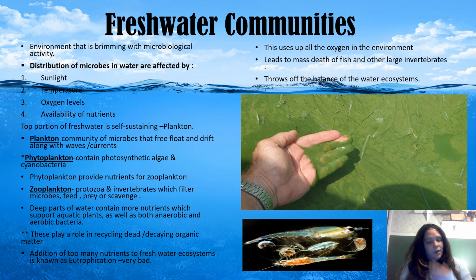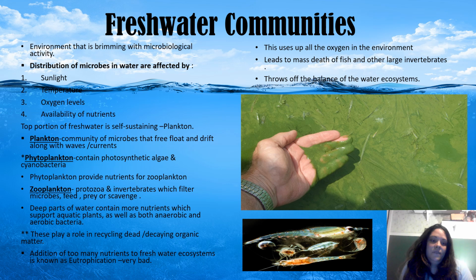All right, moving on, we're going to go over freshwater communities next. The environment is brimming with microbiological activity, and there is a distribution of microbes in water, which is affected by sunlight, temperature, oxygen levels, and the availability of nutrients. The top portion of freshwater is self-sustaining. It has little organisms called plankton, and I have a picture down here of different species of plankton in freshwater. Plankton are a community of microbes that free flow and drift along with the waves and currents of the water.